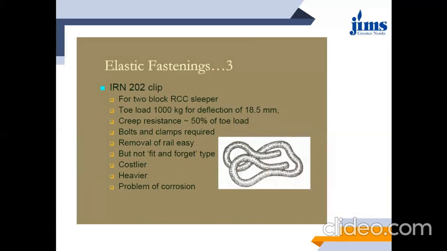Next elastic fastening device is the IRN 202 clip. At certain places we don't use pandrol clips, like in ballastless railway tracks. For example, the Delhi Metro has ballastless railway track at most of the sections, except for some sections where the ballasted track is there. Over there you will find a different kind of clip, that is the IRN 202 clip, which is mainly used for two-block RCC sleepers.